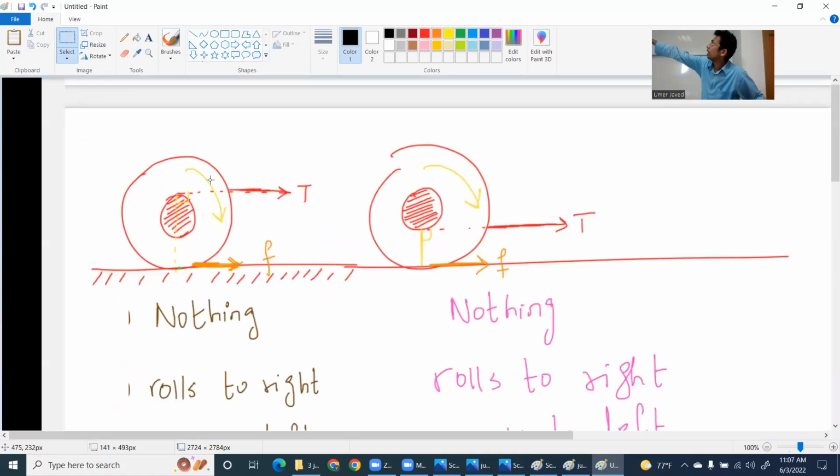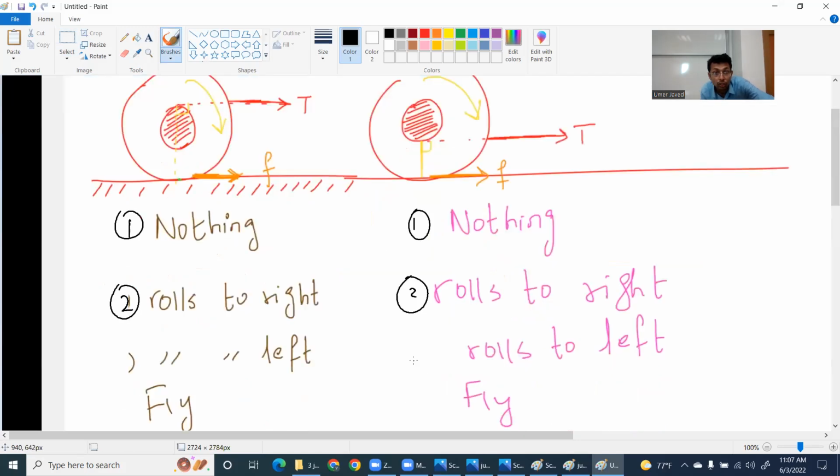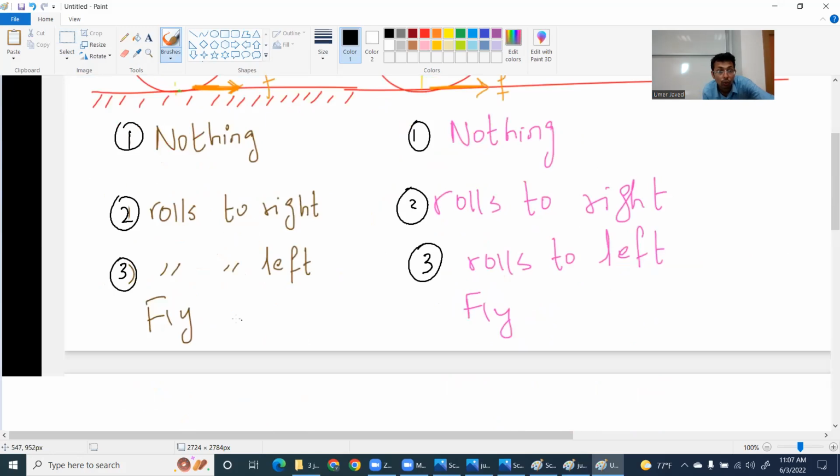Both of them, you can see somebody is putting a load to the right. So forget about these yellow arrows. You have to tell me whether the ball rolls clockwise or anti-clockwise. So think about it. I will in the meanwhile write the options. This is 1. This is 2. This is 3. And the last one is 4. There is an option of fly as well, by the way.